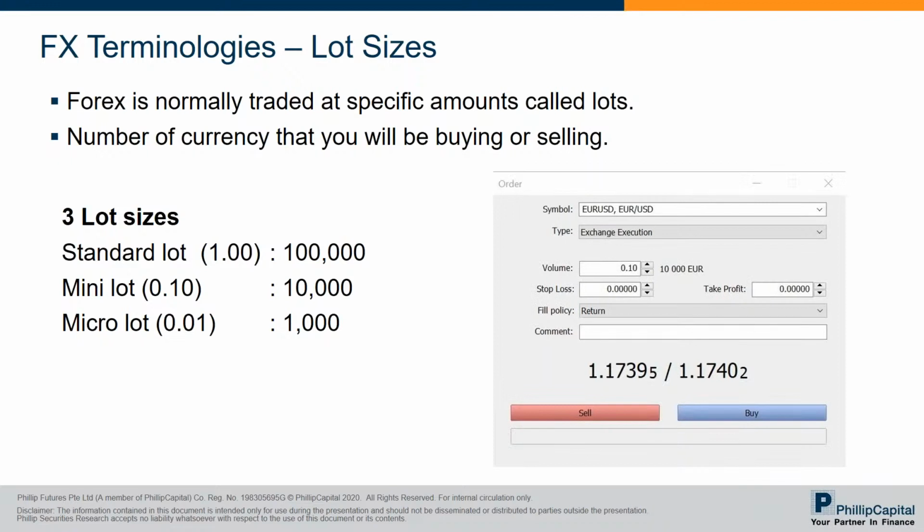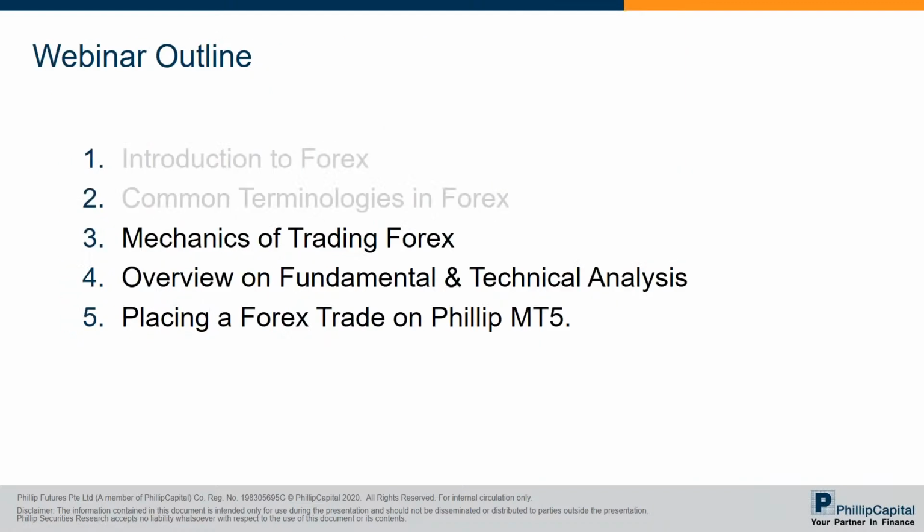So here's a screenshot of the trading platform. When you input your volume 0.1, it actually means a mini lot. So on the platform it's not a problem. You type in the 0.1 and you'll be able to see how much the notional value is. In this case, it's $10,000, which is a mini lot. So this is lot size. Those are the very few basic and important terminologies when you're starting to trade in Forex.